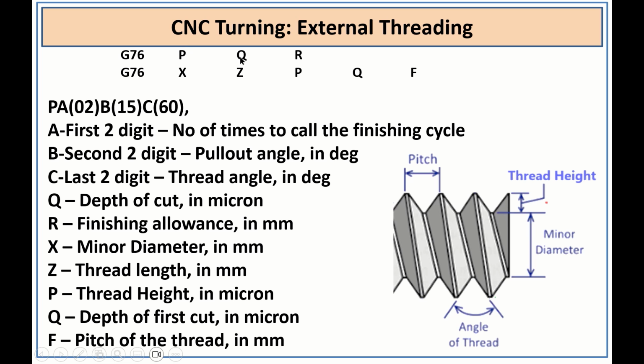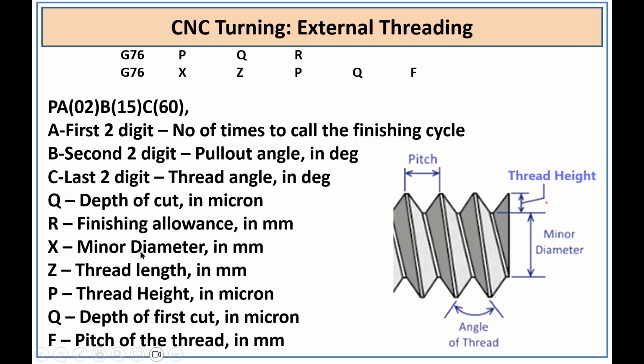And the next one is Q. Q indicates here the depth of cut in microns. So here when you mention 200 or 300, that is not in mm, it is in microns. So 500 microns means it is 0.5 mm, and 1000 microns means it is 1 mm. And R indicates the finishing allowance. So after every cycle, it needs to give some allowance. For finishing allowance, the R indicates, and it is in mm.